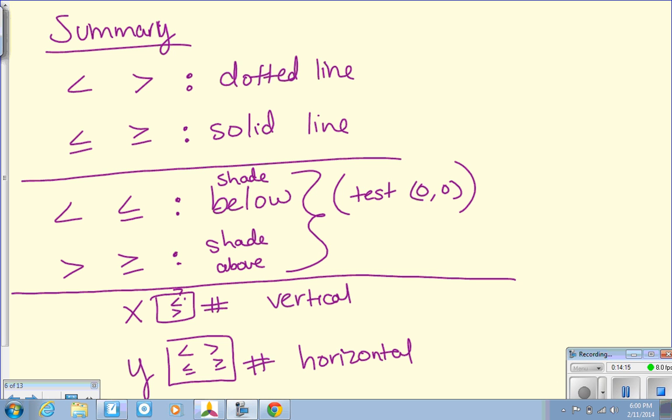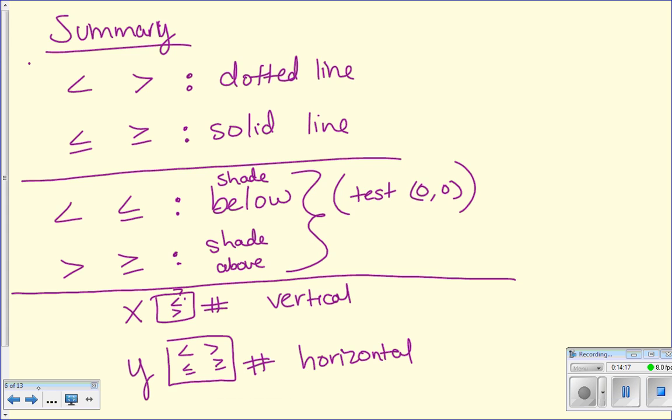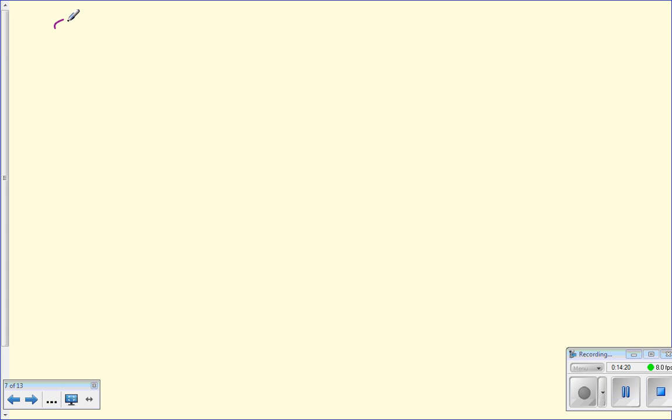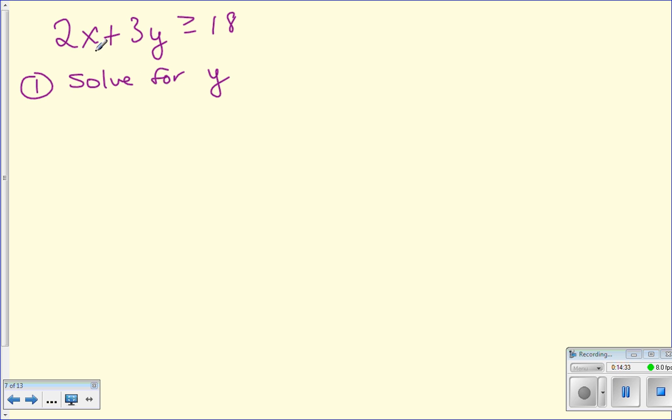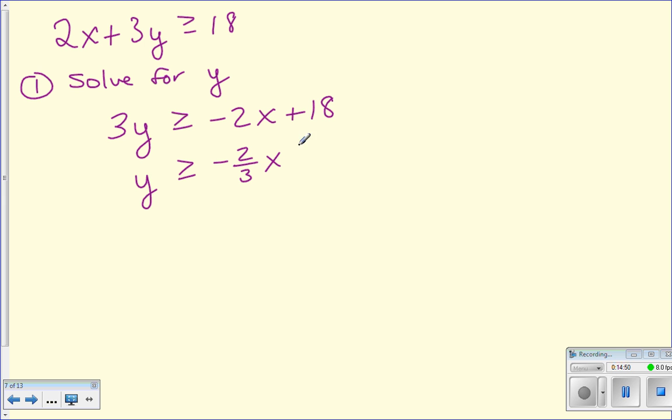So I'll do two more examples. First of which will be 2x plus 3y is greater than or equal to 18. So in this, the first step is to solve for y. To solve for y, we need to subtract 2x. So 3y is greater than or equal to -2x plus 18. Now we need to divide both sides by 3. And so y is greater than or equal to -2/3 x. 18 divided by 3 is 6.